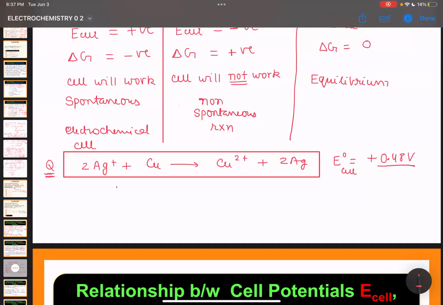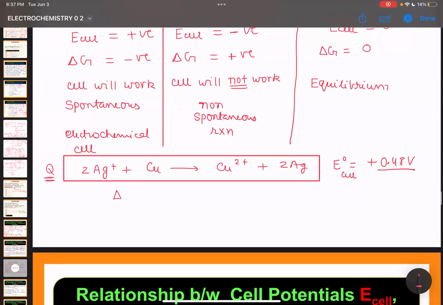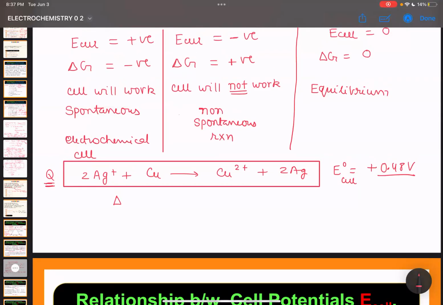What is the value of standard? Suppose, be very careful. If the EMF is given, you are going to find the delta G. If the standard EMF, E naught, is given, you are going to find the standard Gibbs free energy change. What is the value of delta G naught? What is the formula?